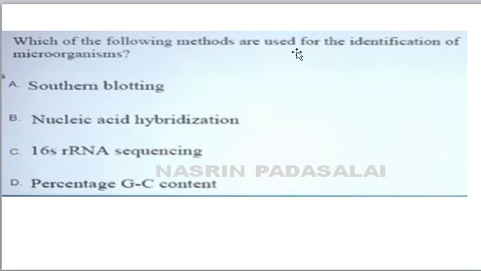Next, which of the following methods are used for identification of microorganisms? Ultimately, 16S rRNA sequencing and percentage of GC content are used, whereas Southern blotting and nucleic acid hybridization are not used with respect to microorganisms. If you take the Southern blotting technique, it is generally used to identify a specific DNA sequence either from a blood sample or a tissue sample. Here they are asking what method is used for identifying microorganisms.